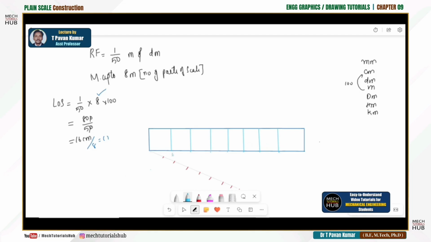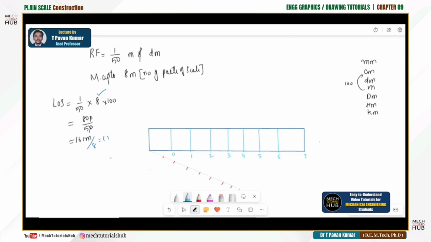So the first 0, first, second, third, fourth, fifth, sixth and seventh. So we can call this the first division also. You might have a doubt like why we are starting with 0. You can start with 1 also. If you start with 1, only main scale units can be read on the scale as constructed.